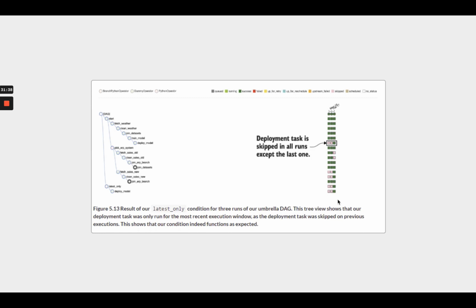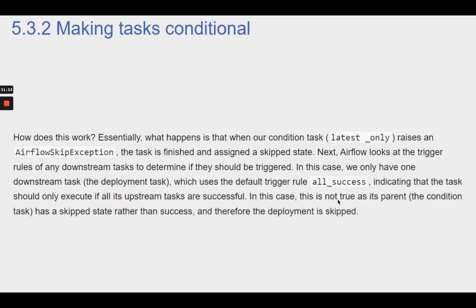We can check if this does what we expect by executing our DAGs for a few dates. This should show something similar to Figure 5.13, where we see that our deployment task has been skipped in all DAG runs except the last one. How does this work? Essentially, what happens is that when our condition task, latest_only, raises an Airflow skip exception, the task is finished and assigned a skipped state.